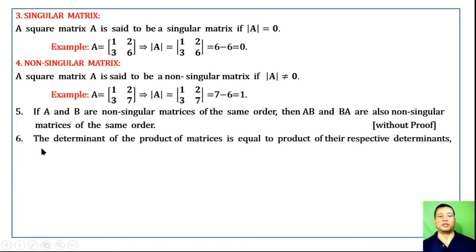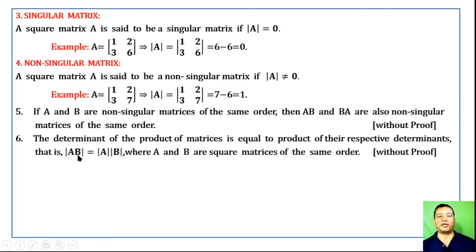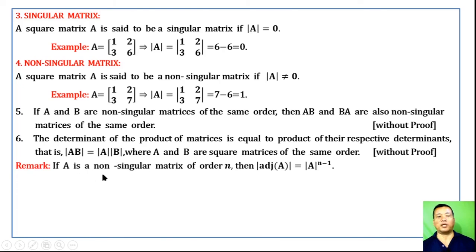Next, the determinant of the product of matrices is equal to the product of their respective determinants. That is, determinant of AB equals determinant of A times determinant of B, where A and B are square matrices of the same order, without proof. Remark: if A is a non-singular matrix of order n, then determinant of adjoint A is equal to determinant of A to the power n minus 1.